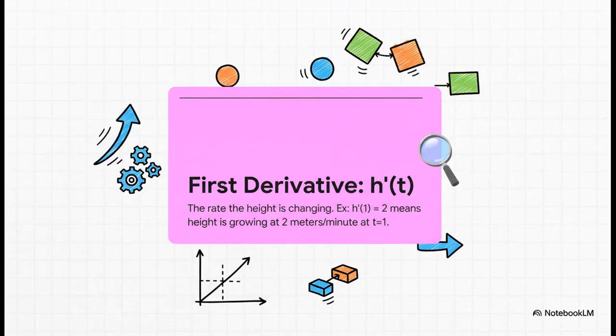Now this is where it gets interesting. Here comes the first derivative, h prime of t. This isn't about what the height is anymore. It's about how fast that height is changing. So h prime of 1 equals 2 tells us that at that exact 1 minute mark, the height is actively growing at a rate of 2 meters per minute. Think of it like the velocity of the height's growth.